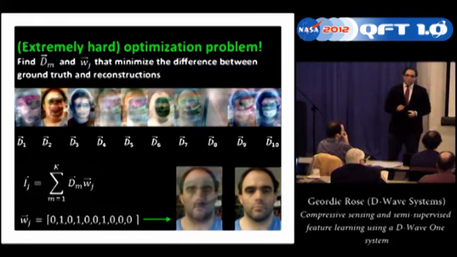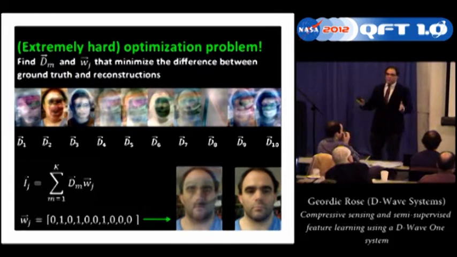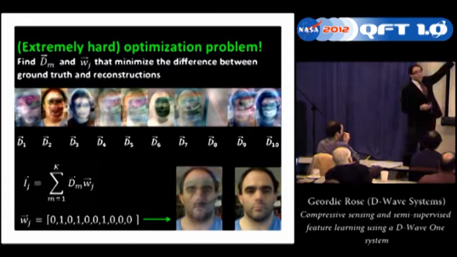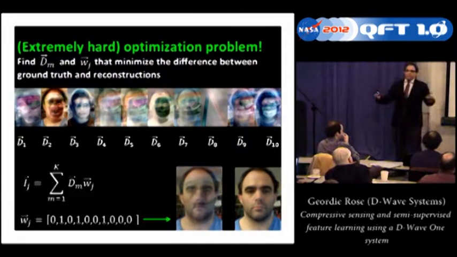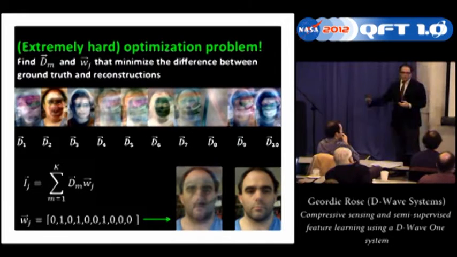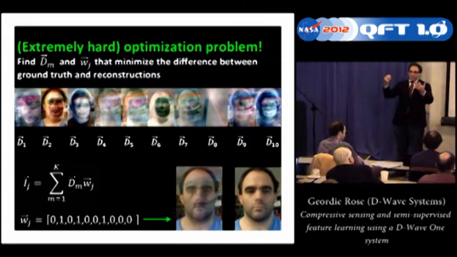What we're trying to do is in some sense very simple. We want to take every reconstructed image, which is this guy, and try to minimize the distance between it and the actual image. So what does that mean? The actual image has a bunch of pixel values. The reconstructed image has a bunch of pixel values.